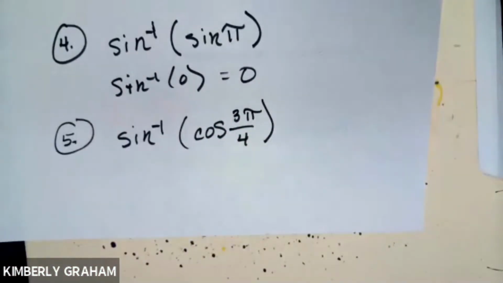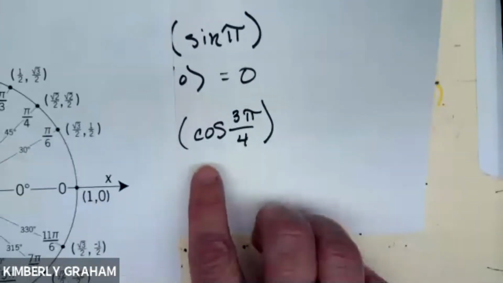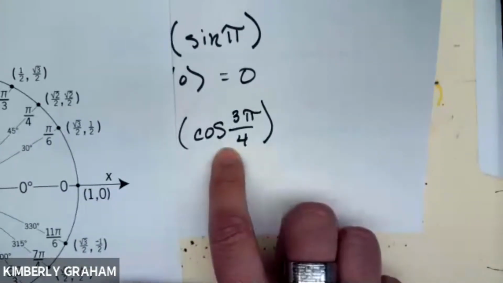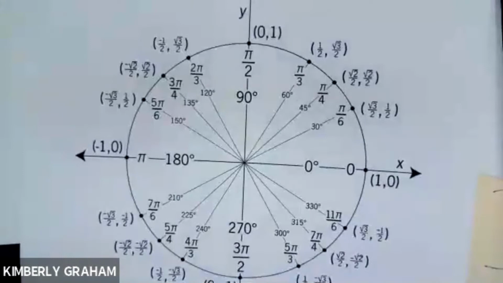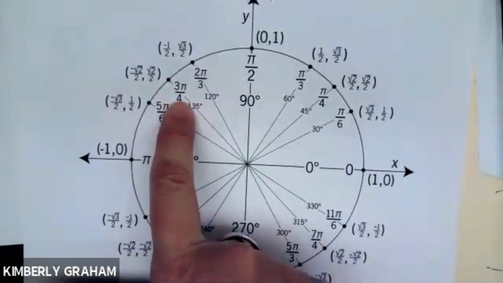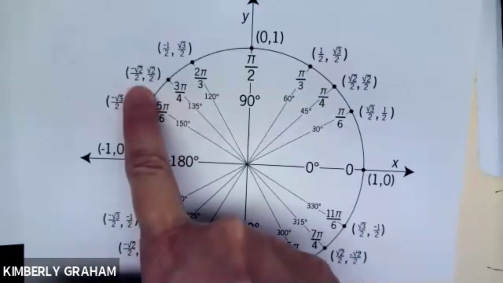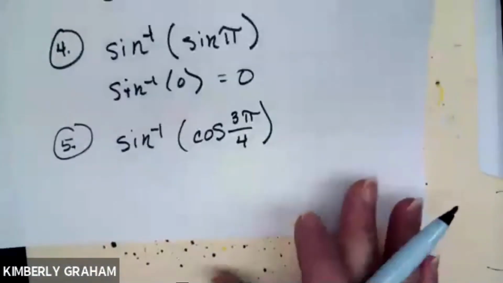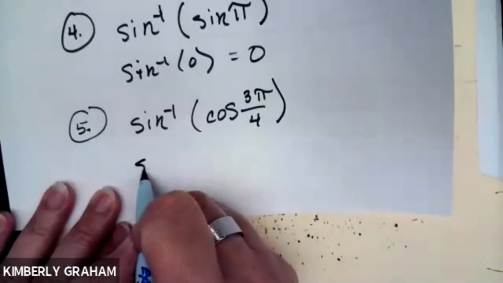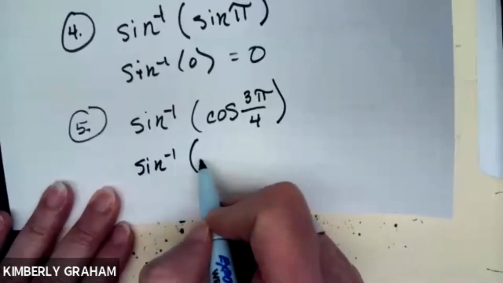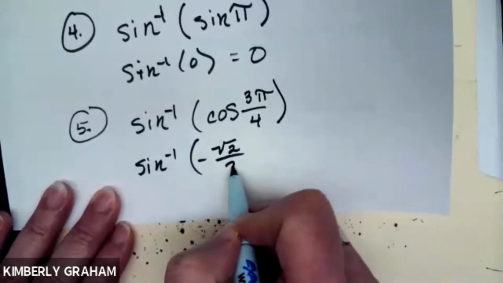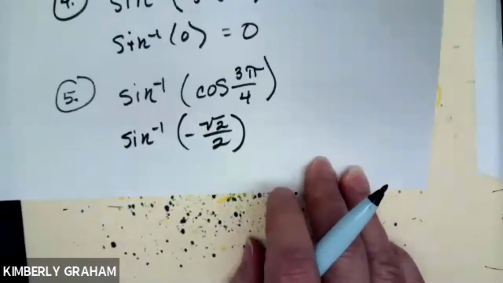I'm just looking at my unit circle and figured out the cosine of 3 pi over 4. And remember, I'm not looking at inverses right now, so I'm not restricted here. So there's 3 pi over 4, and the cosine is the x coordinate, so negative square root of 2 over 2. So I have inverse sine of negative square root of 2 over 2. Right? So now I'm looking at inverses.